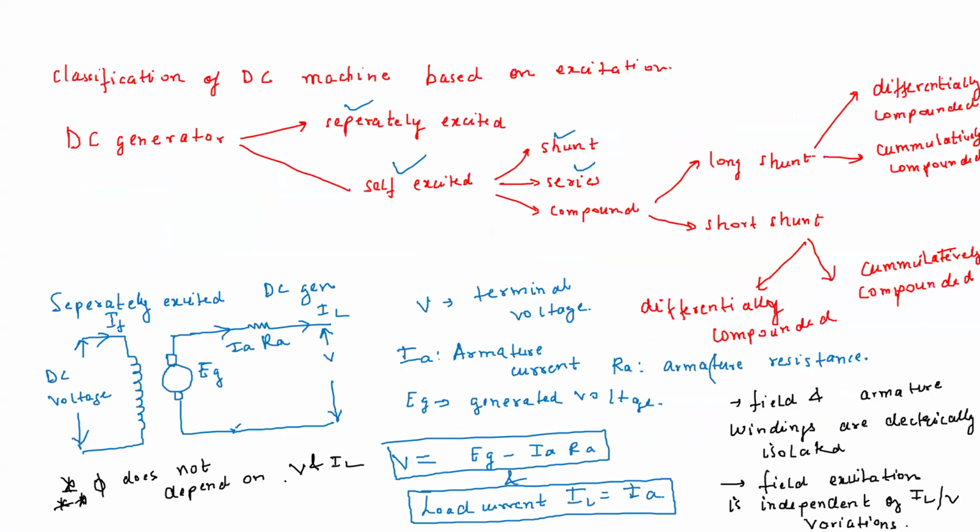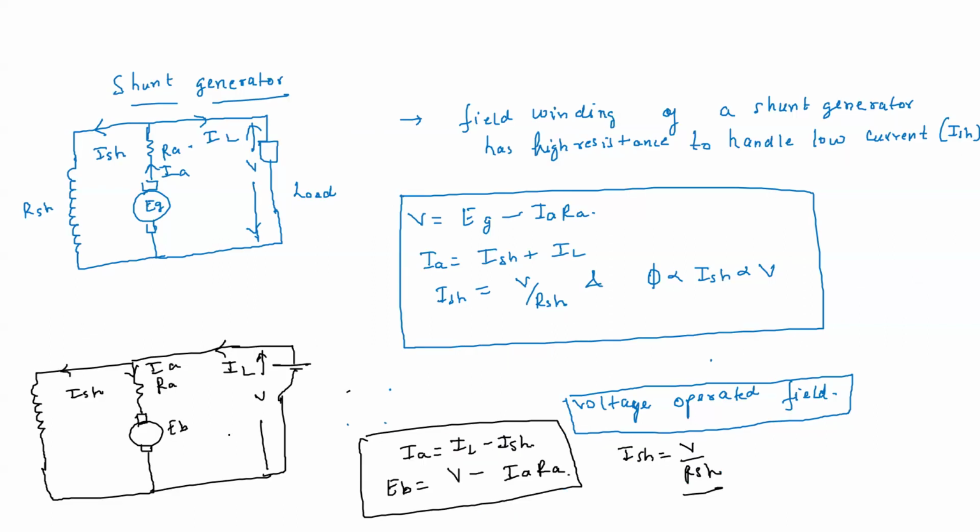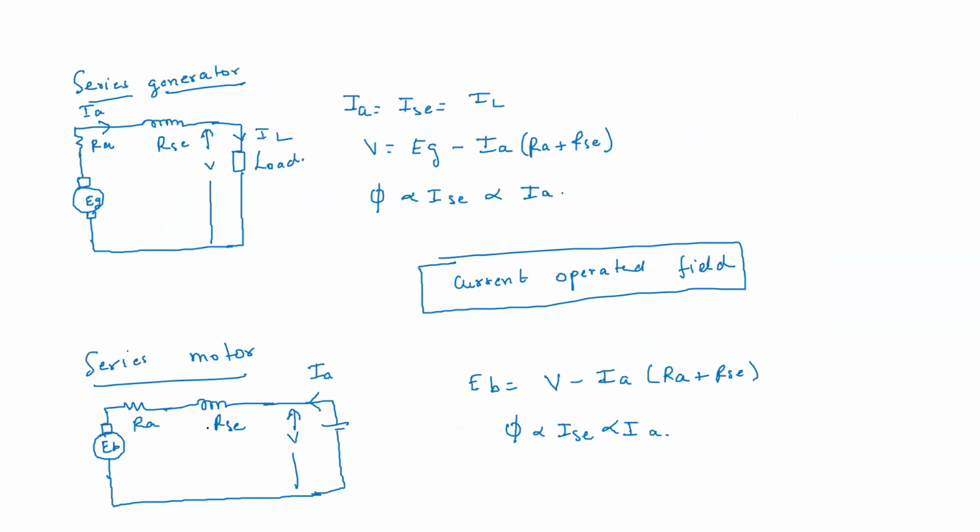Okay, so this is about the motors and the generators. For separately excited also, you can do it in a similar way as the series motor. Only this R series part will not be there. Okay, so that is the thing.